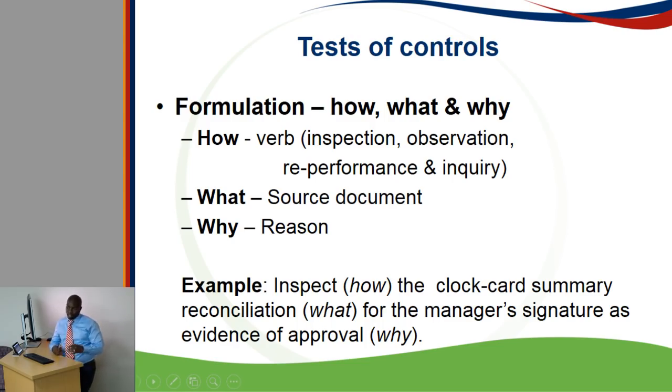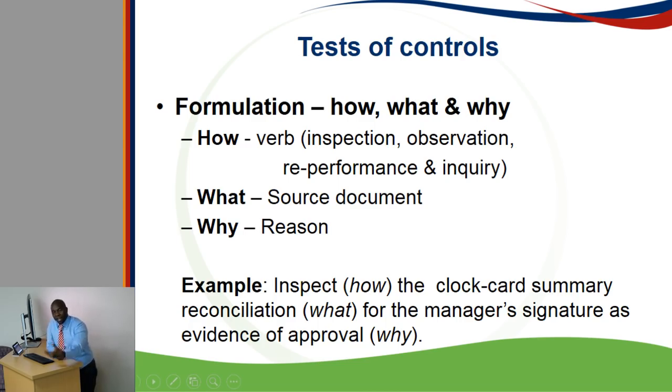Remember, at times I've been asked when we do classes throughout the country, when we go to the regions, that sometimes you don't need to apply all of these three requirements in terms of the how, the what, and the why, right? In terms of test of control. Remember, it depends, as long as you've addressed the testing of the particular control. In this regard, it says that there's a summary, there's a reconciliation which is done, and also there's a manager signature as evidence of approving. So the reconciliation is done, and the manager signs as proof of approving, or as proof of having looked at the reconciliation.